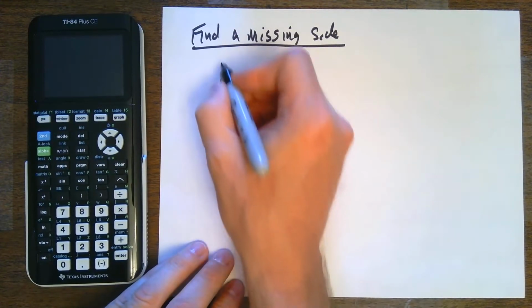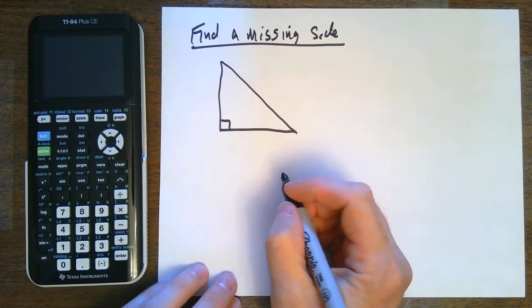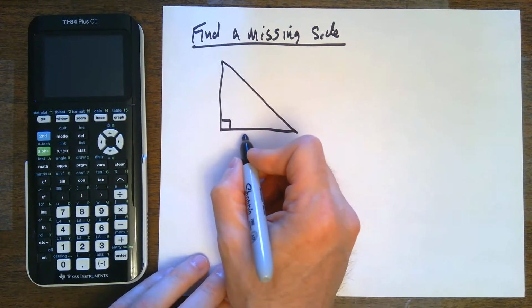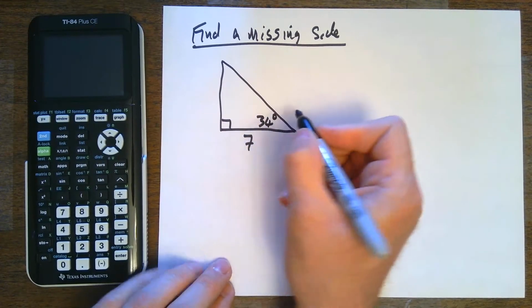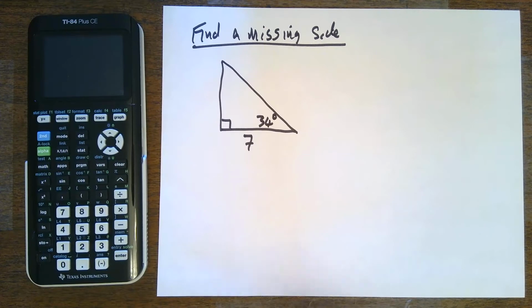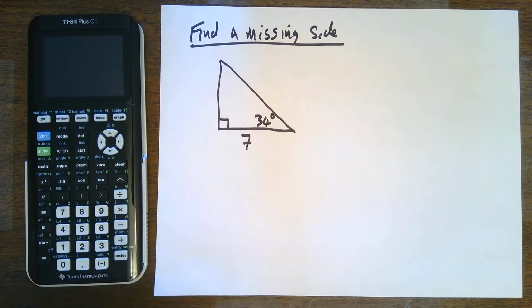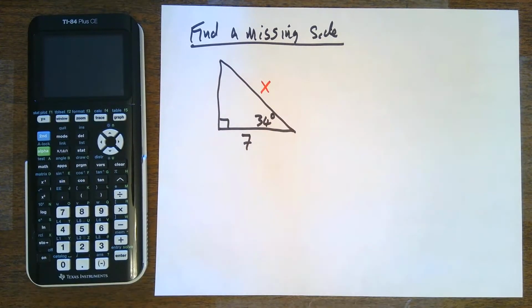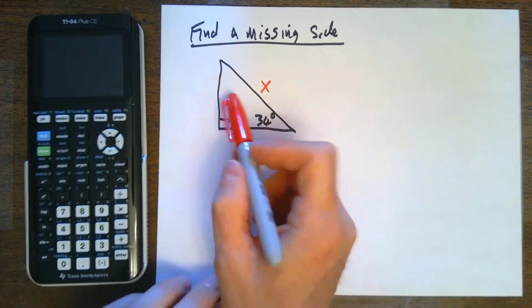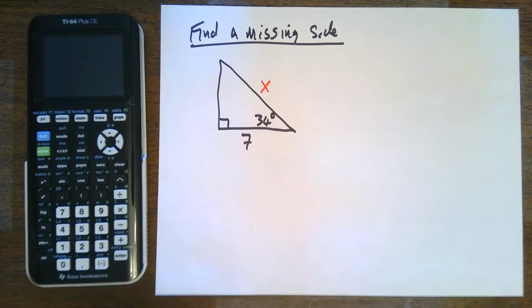Suppose I'm given a nice well-behaved right triangle, and I tell you that this side is 7, and this angle here is 34 degrees. And I want to find this side right here. I'm going to call it x. Now, can I use the Pythagorean theorem on this? A squared plus b squared equals c squared? No. Why not? Because I don't know that side. So I have to use trig on this.